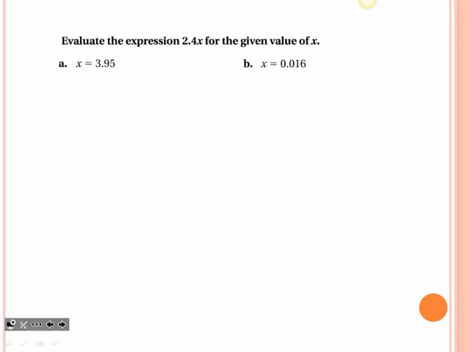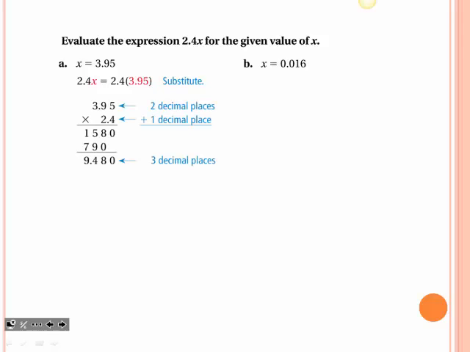Here we are, and it says to evaluate the expression 2.4 times x for the given value of x. In both of these problems, they tell you different values for x. So in this case, we have to substitute our value in for x. We get 2.4 times 3.95.